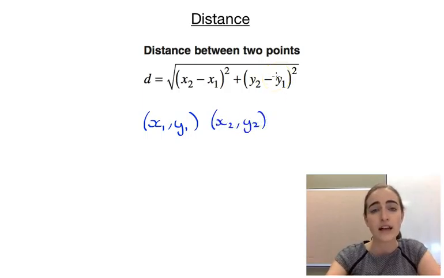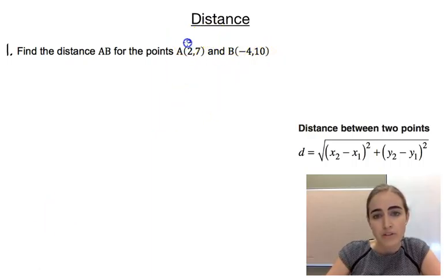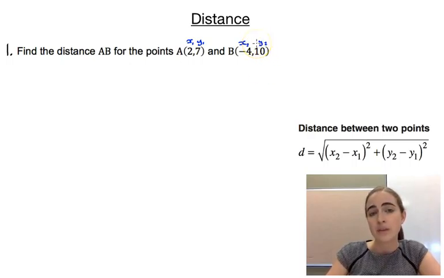So let's have a look at what that looks like in an example. Our first example asks us to find the distance AB for the points A, 2, 7 and B, minus 4, 10. So the first thing that we might want to do is label these as x1, y1 and x2, y2. Now it wouldn't matter if we'd labelled them the other way around. If we'd labelled these ones x1, y1 and these ones x2, y2, we'd still end up getting the same answer. But it is important that if this one is the first one that you use in your formula, if you use that as x2, then this one has to be y2. So you have to remain consistent with which points you're using.